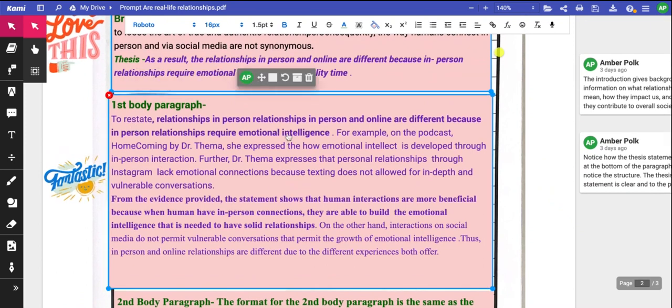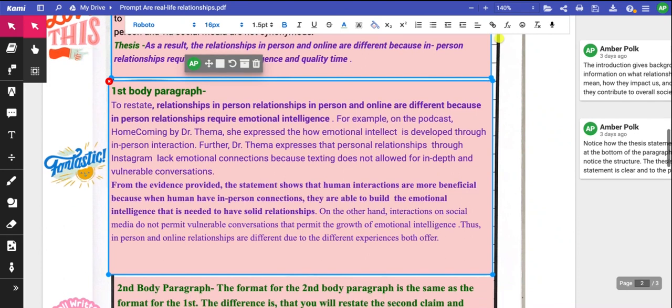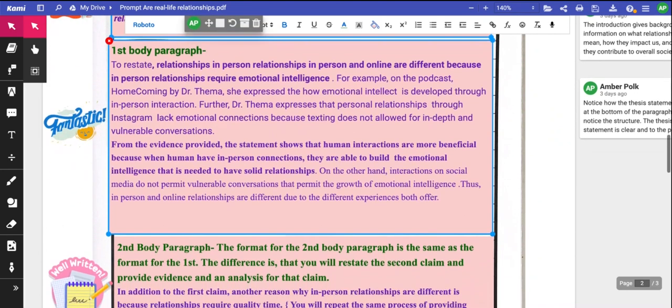I restate my claim. I give evidence for my claim. I analyze it. Notice how Ms. A is using her transitional phrases. Please refer to your document next to you to use your transitional phrases.